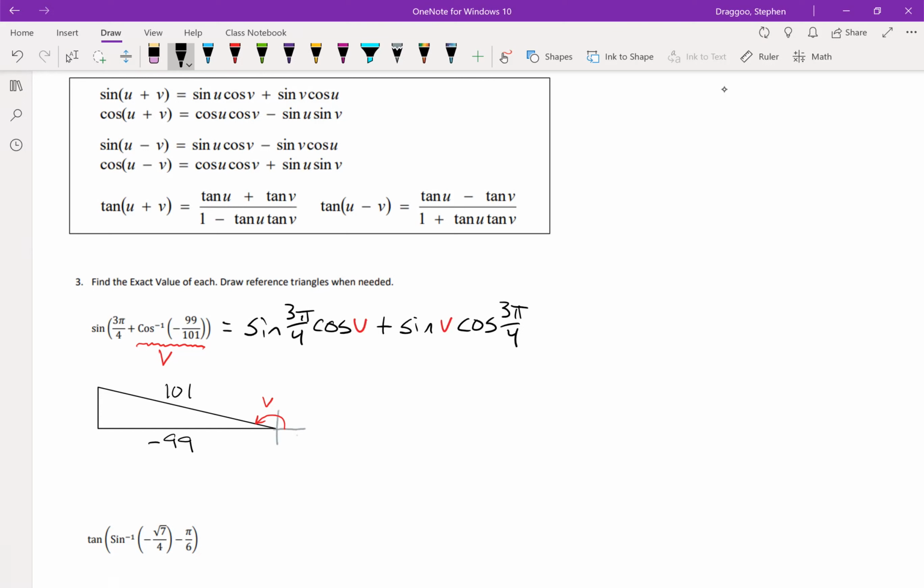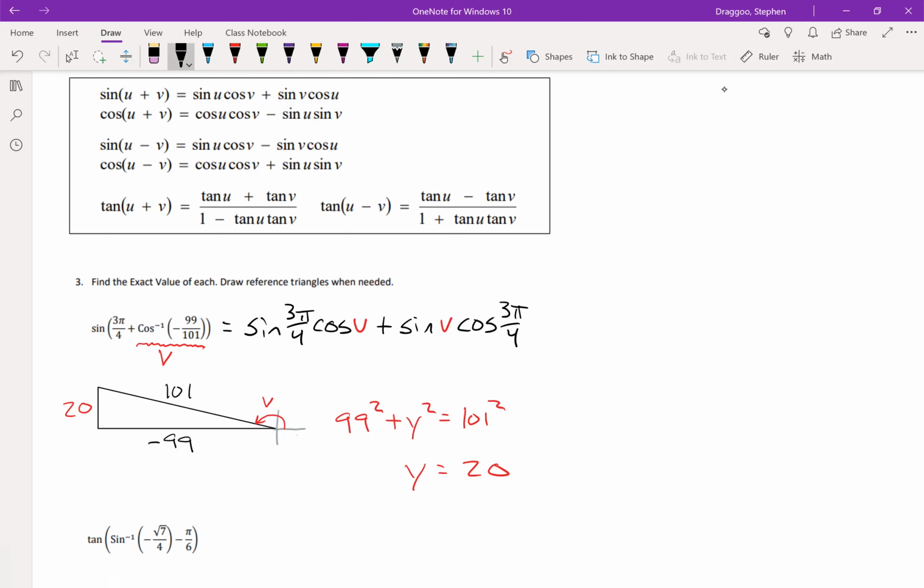So we'll just need to finish solving that reference triangle. And if we do, we'll set up our Pythagorean theorem over here. 99 squared plus y squared is 101 squared. We'll end up getting that y is equal to 20. So since this was the cosine inverse of a negative number, I put my reference triangle in the second quadrant. And in that second quadrant, the opposite side, which is the y side, is positive.